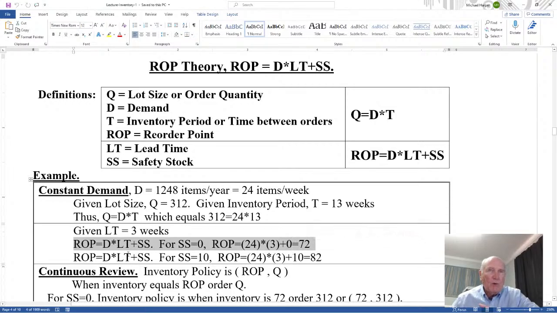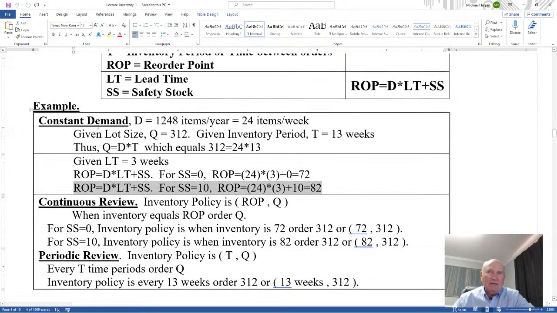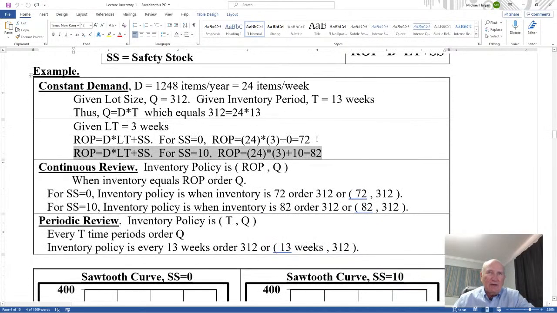But what if my safety stock was 10? Well, my ROP then will be 24, the demand rate of 24 items a week, times my lead time of 3 weeks, plus my safety stock of 10, which is 82. So depending on my safety stock, I can either have a ROP of 72 or ROP of 82.